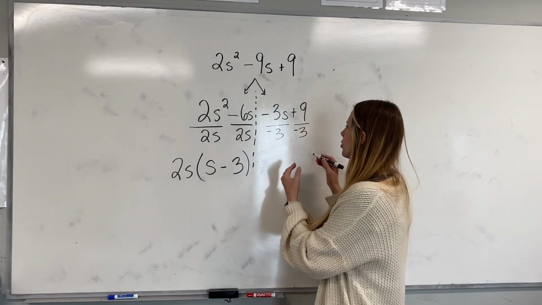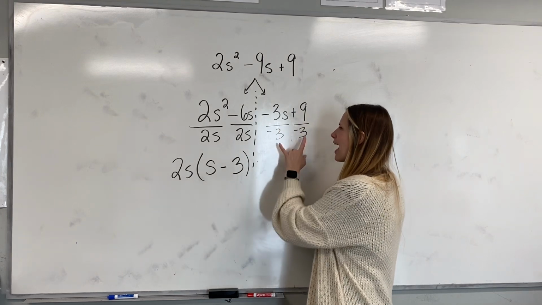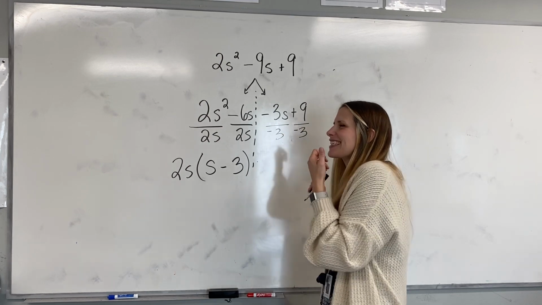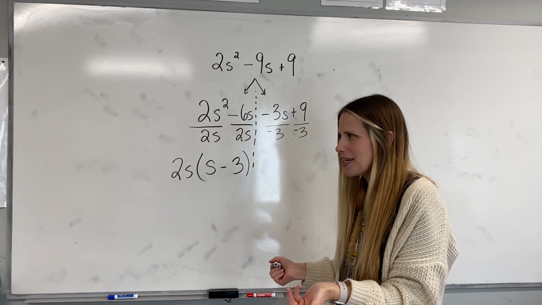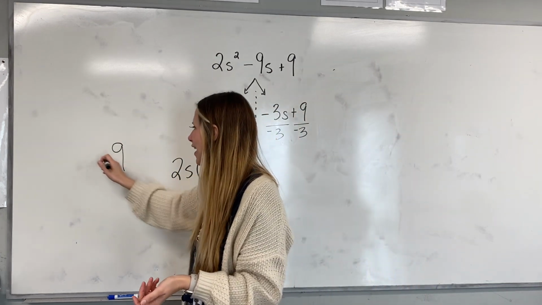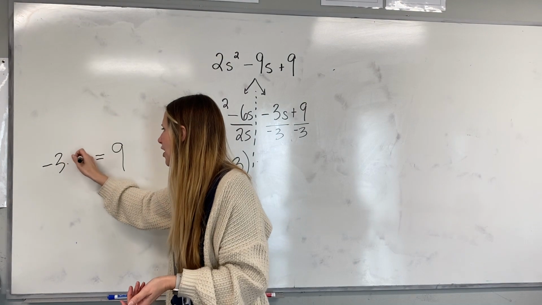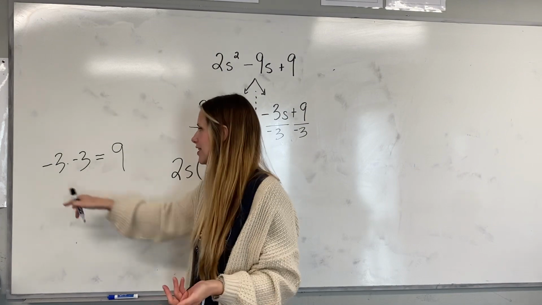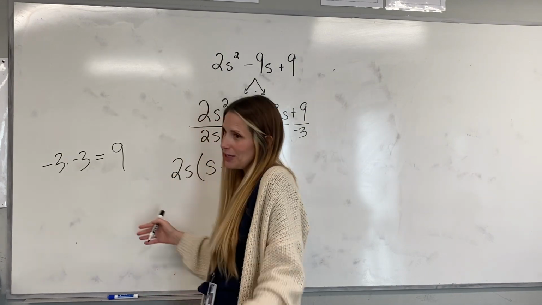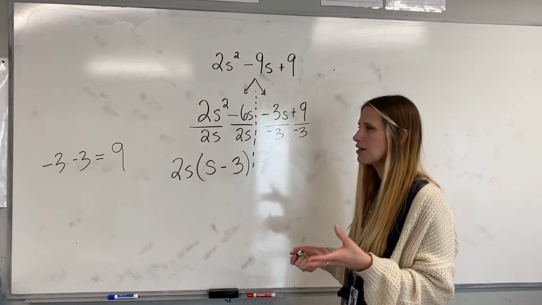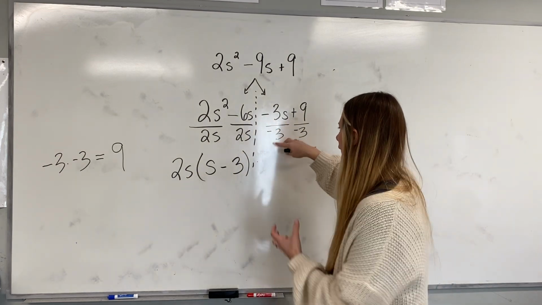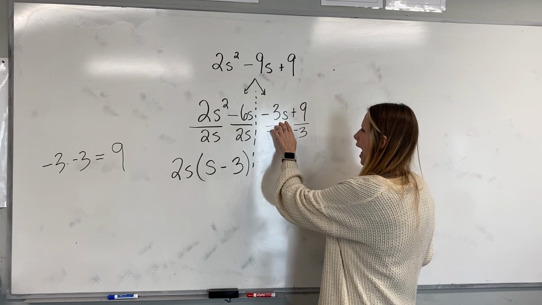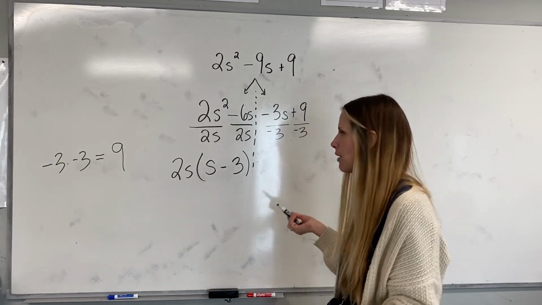Yeah. So what we're going to pull out, even though you might say, but hey, negative 3 isn't a common factor of 9. And it kind of is. Because positive 9 could have a factor of negative 3, since negative 3 times negative 3 is 9. So you can call negative 3 a common factor of negative 3s and positive 9. We can divide 9 by negative 3.